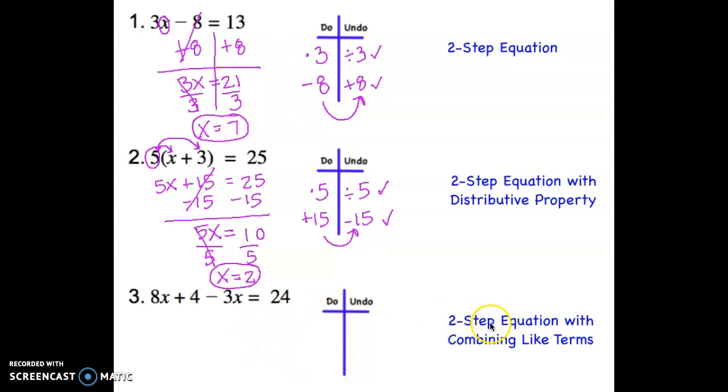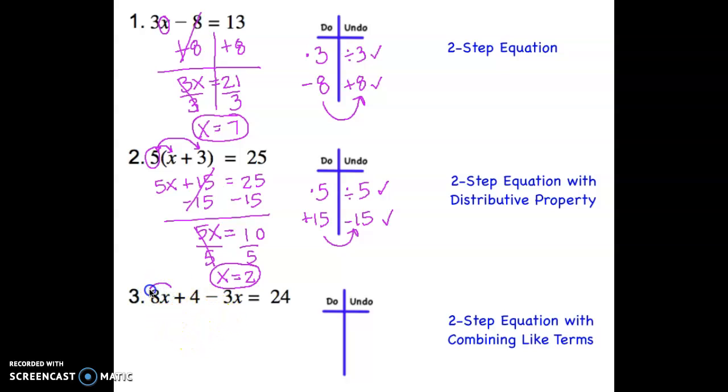All right, this last one is a two-step equation with combining like terms. Well, like terms are a number or a variable that can be added. So like 8x and 3x, those can be combined because they're like terms. 4 can't be combined with that because they're not like terms. When things have the same variables, they can be combined. And when we just see numbers, those can also be combined.